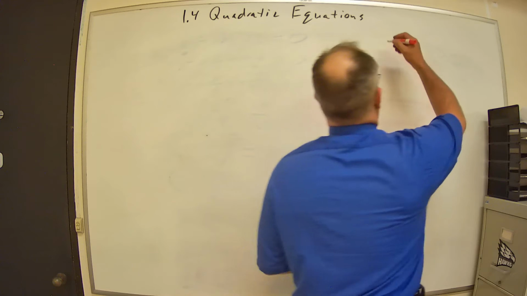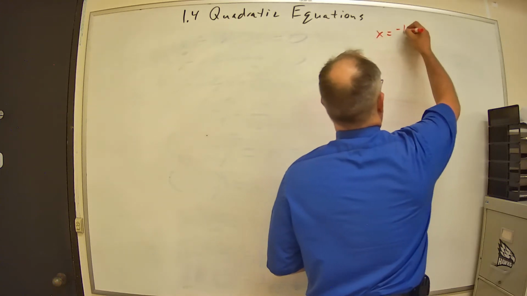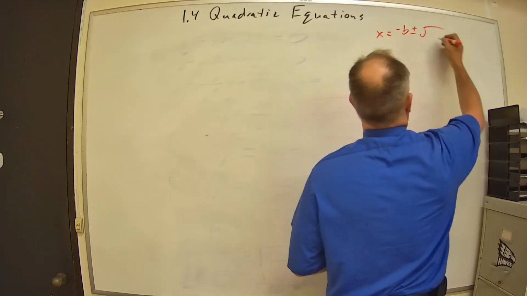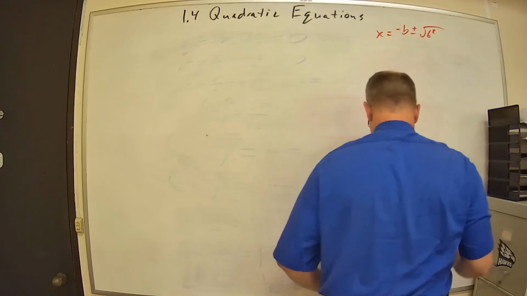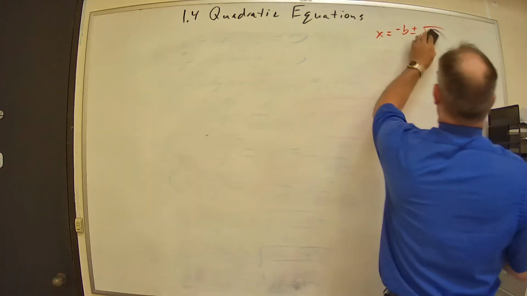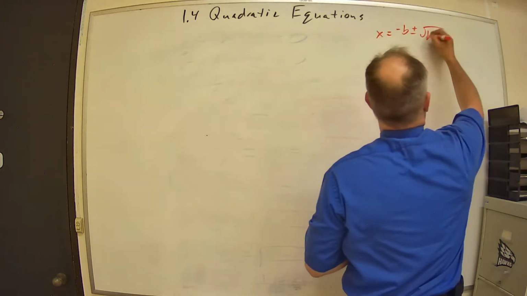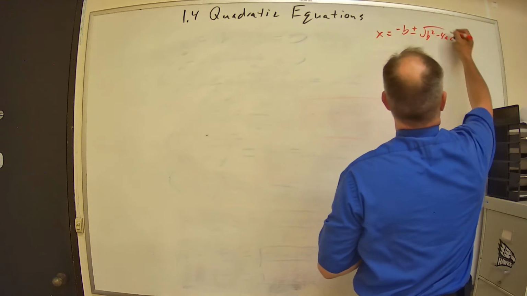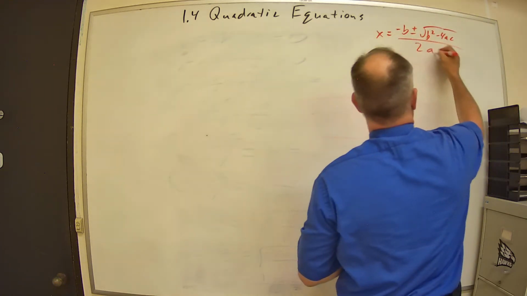I'm going to write it right up here again. x is equal to negative b plus or minus the square root of b, sorry, my b looks like a 6. b squared minus 4ac, over 2a.